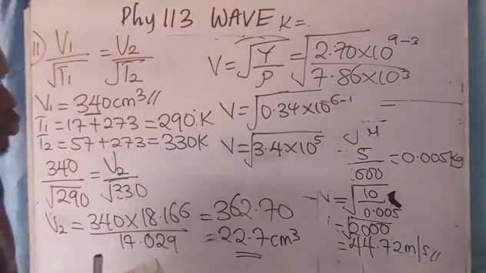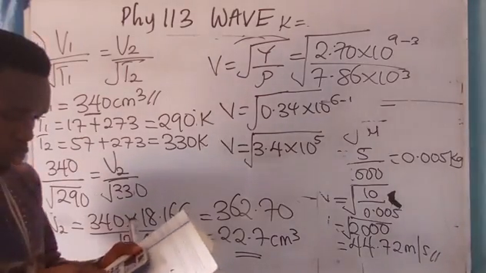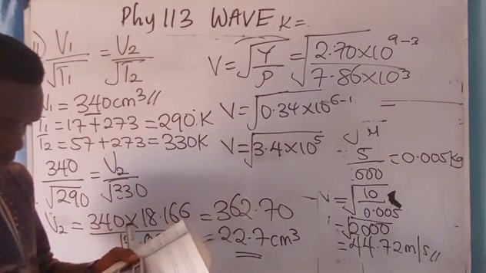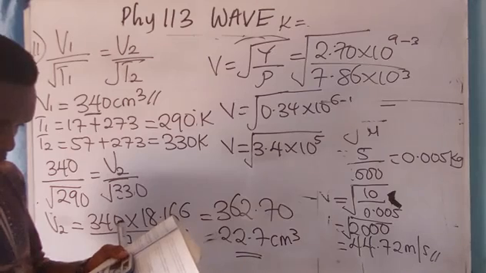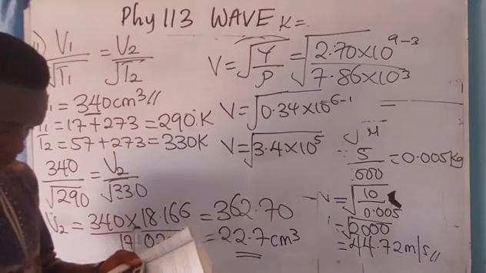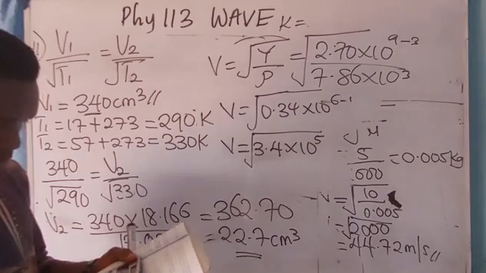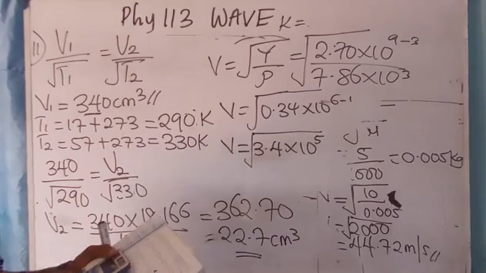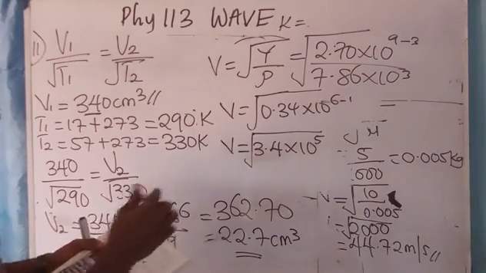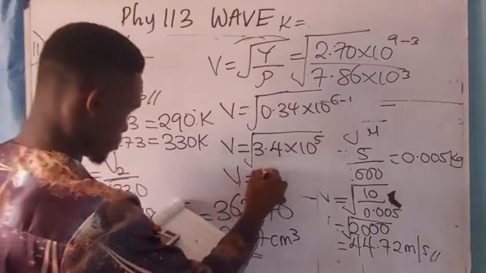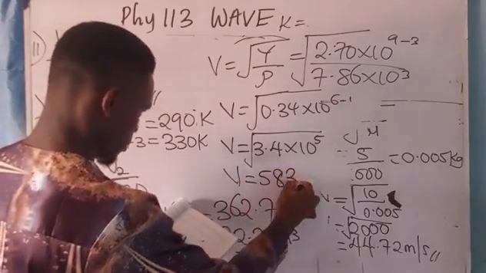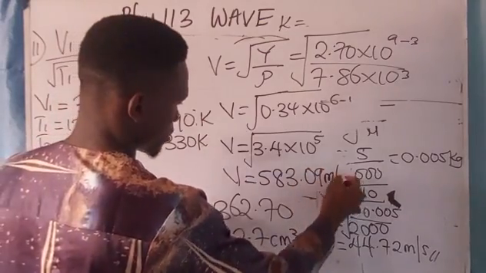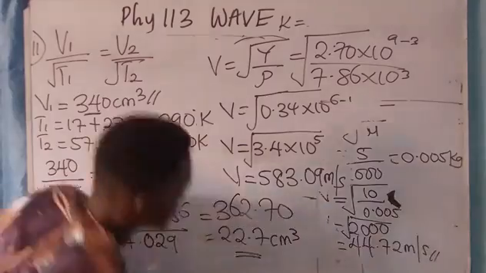And that will be the new square root. So you say square root of 3.4 times 10 raised by 5 equals, so I have that V equals 583.09 meter per second. So that is the answer.